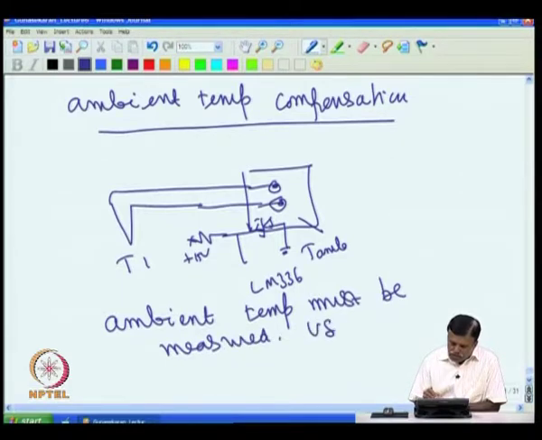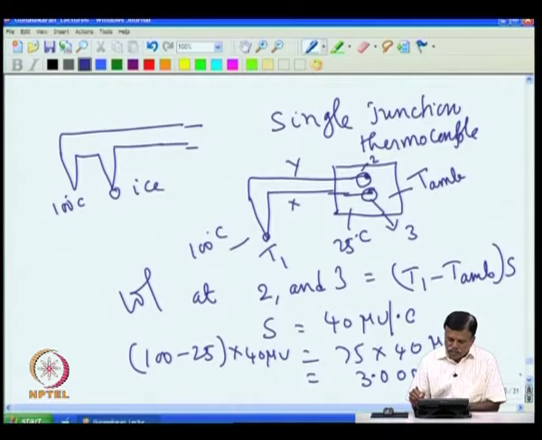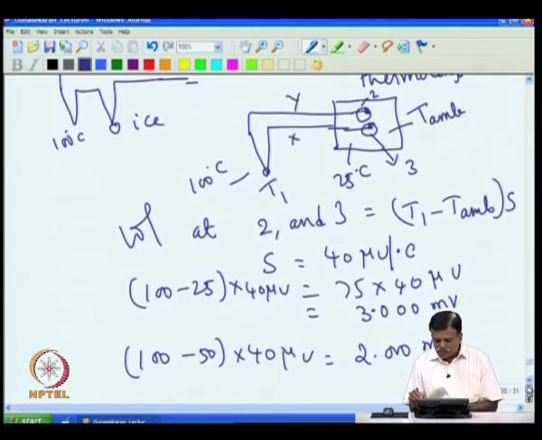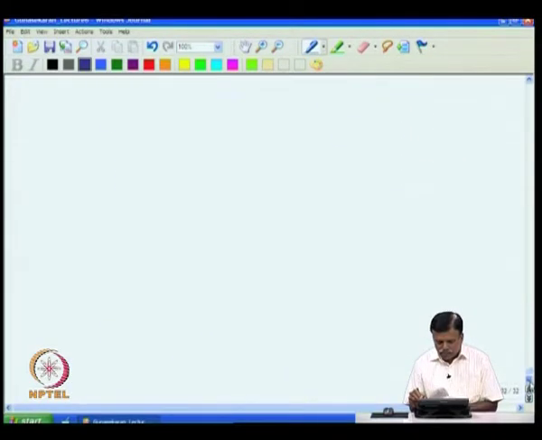So, use another sensor. If I measure the temperature of this block, that is ambient temperature, the block is assumed to be at the ambient temperature, and we are measuring the temperature of this block. So, we have to measure the ambient temperature of this block, and once you measure the ambient temperature, then you can find out the actual temperature by subtracting this.